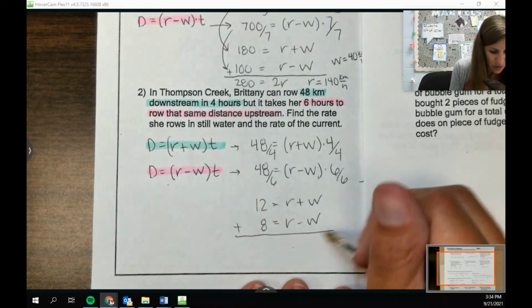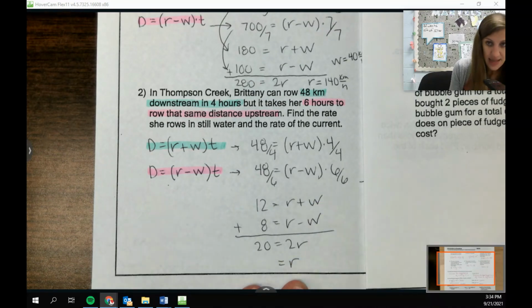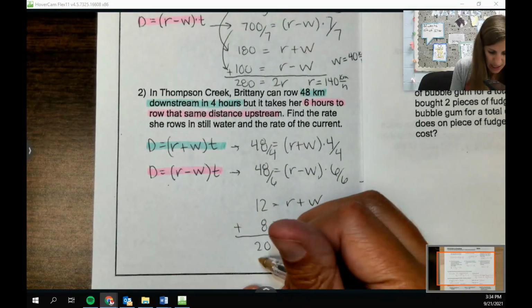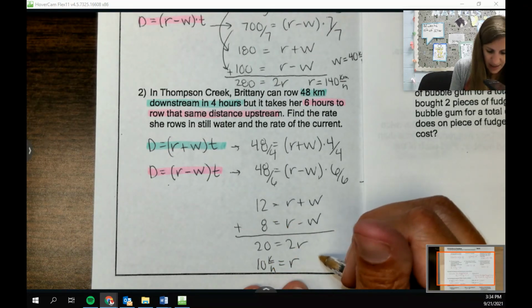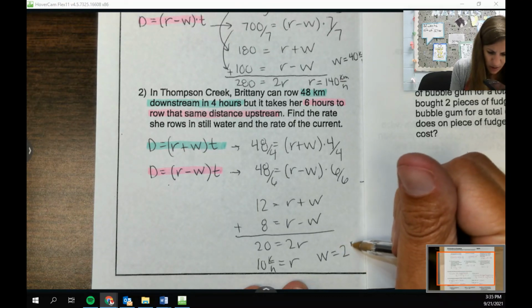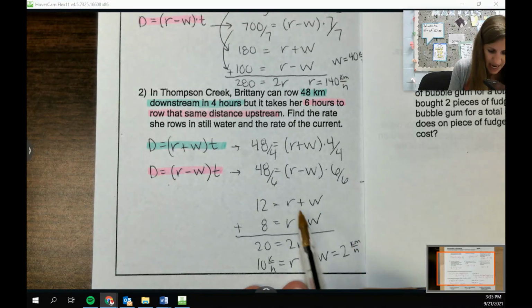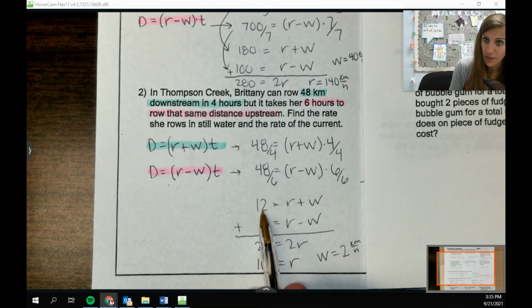And we can add up right now. So we'll have 20 equals 2R, no W's. So the rate that I am rowing is 10 kilometers per hour. And the rate that the water is pushing on me must be 2 kilometers per hour, because I saw that my rate plus the water was making me go 12 kilometers per hour.